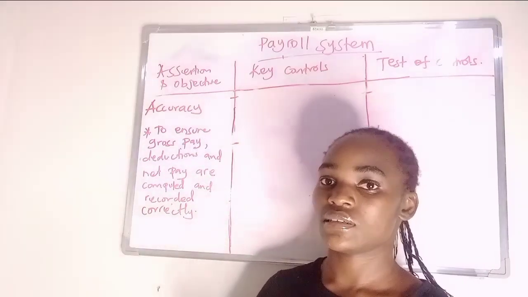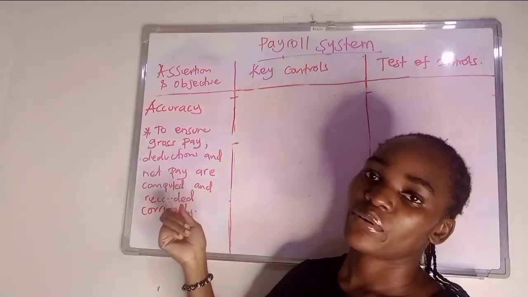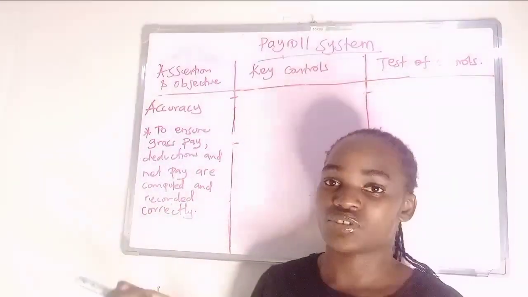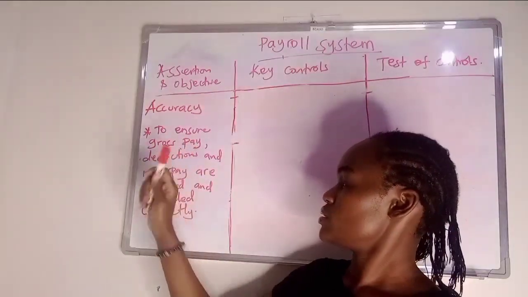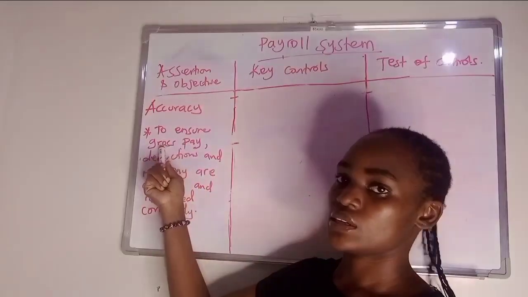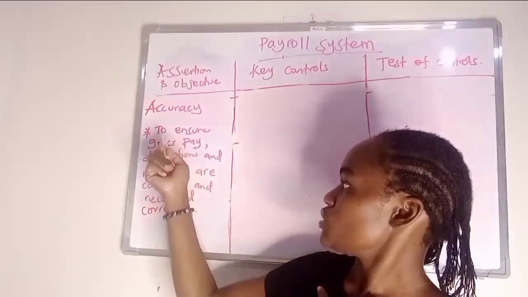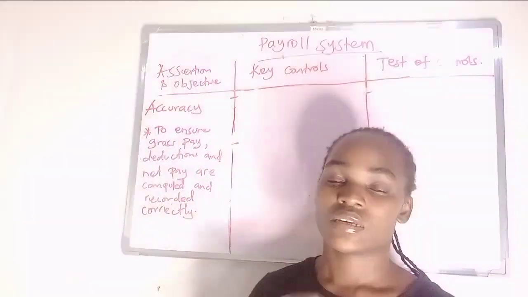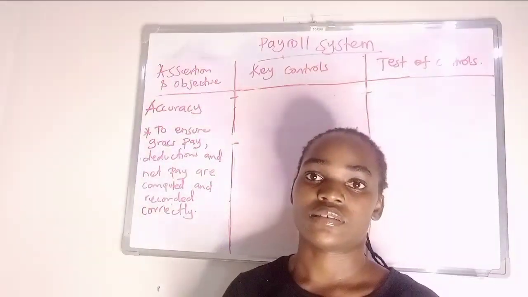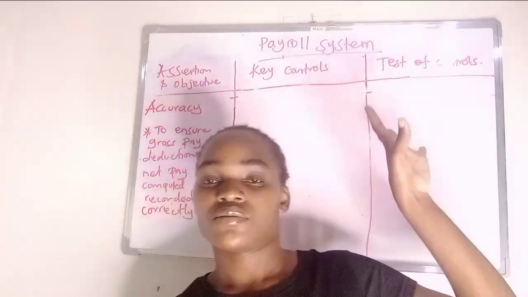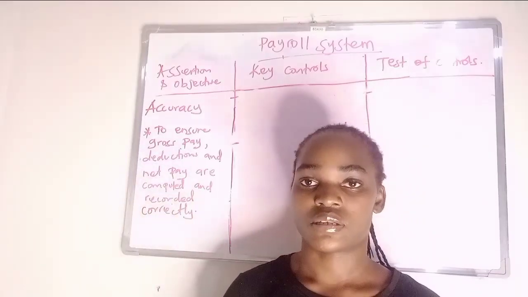Like in the purchases system, we said to ensure that purchases transactions are recorded correctly. So you just keep changing these. Here we say to ensure gross pay, because here we have gross pay, net pay, and deductions. So to ensure that gross pay, deductions, and net pay are computed and recorded correctly, that is accuracy. So what are the controls that can be put in place to ensure that these are recorded correctly?